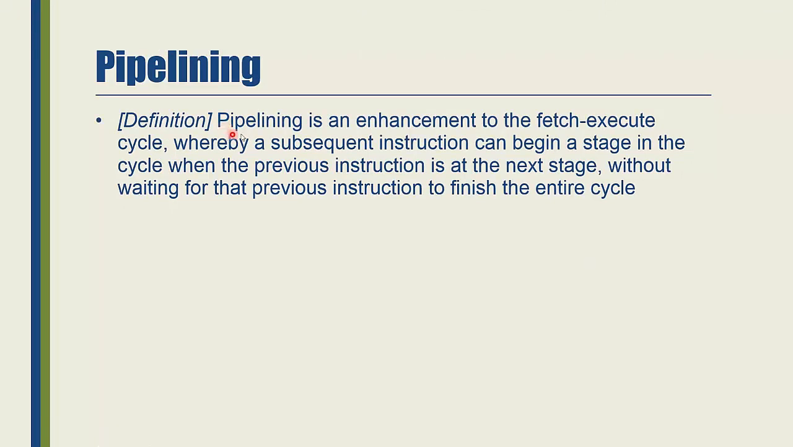Definition: pipelining is an enhancement to the fetch execute cycle where the subsequent instruction can start a stage in the cycle while the previous instruction is at the next stage, without waiting for that instruction to finish the entire cycle.